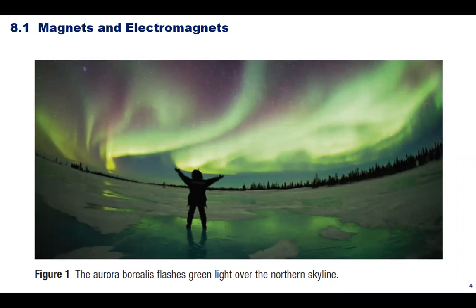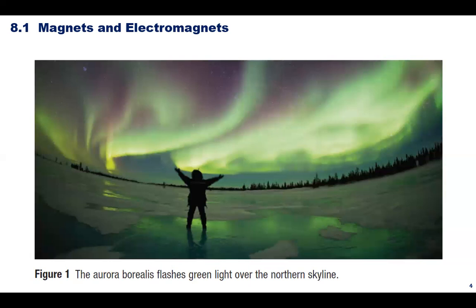Okay, so first let's have a look at a typical phenomenon resulting from Earth's magnetism. Imagine going camping in northern Canada, and on your first night, you look up and see bright greenish-white ribbons of light stretching across the night sky. The glowing lights shown in this figure are in motion, rippling up and down. So what causes these lights to appear? Why do they move and swirl?